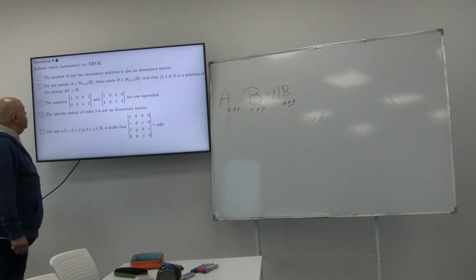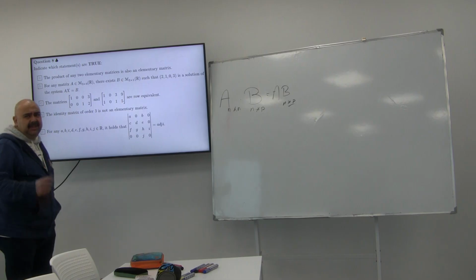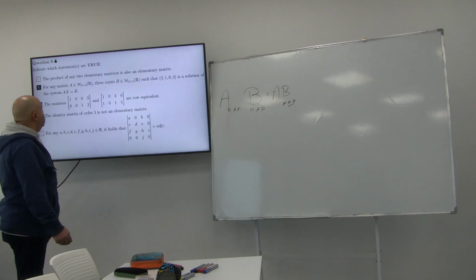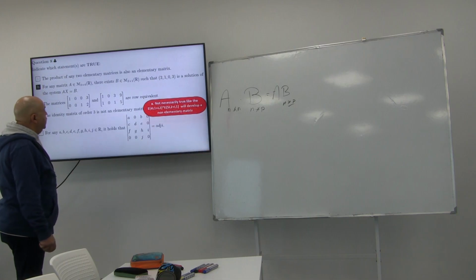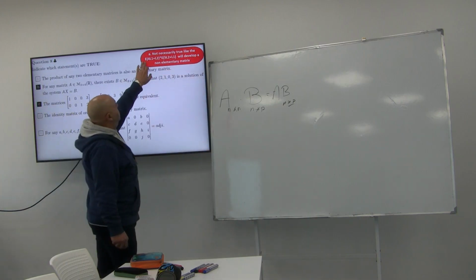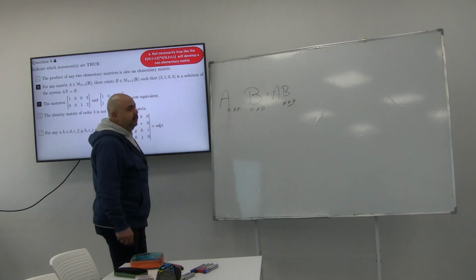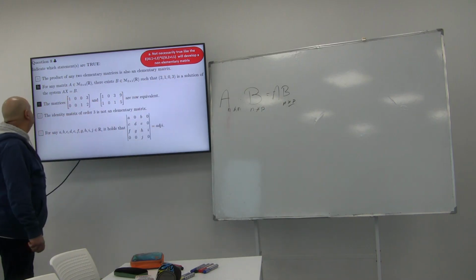Indicate which statements are true. The product of any two elementary matrices is also an elementary matrix. Let's think about this. No. Why is it not correct? Because simply, if you have an elementary matrix 4L1 plus L2 times another elementary matrix 5L2 plus L1 and you multiply them together, they will develop a non-elementary matrix. So the first statement is not correct.